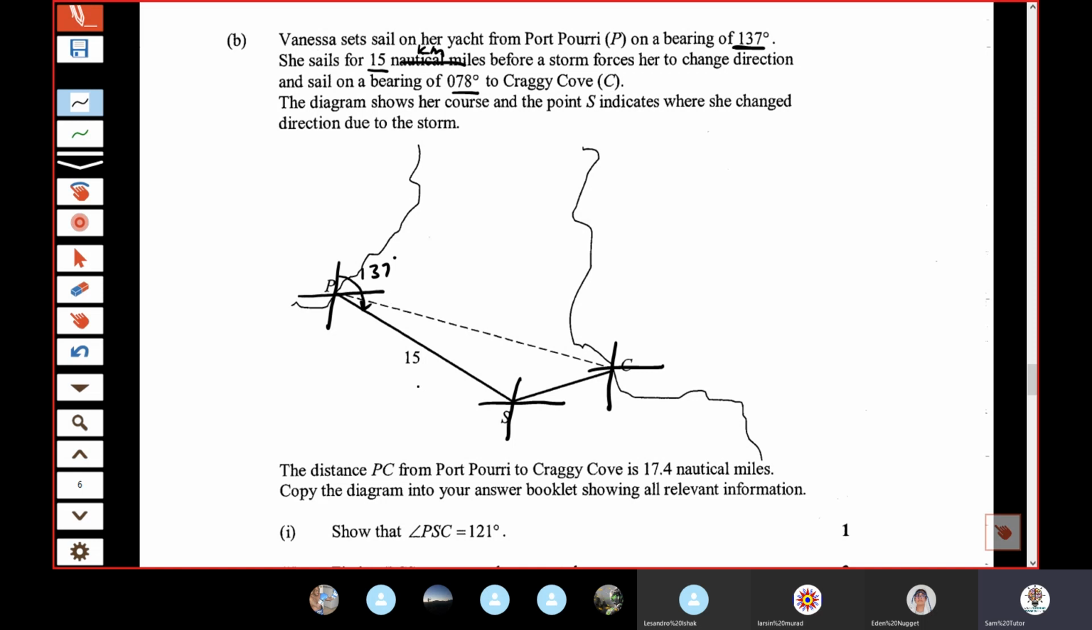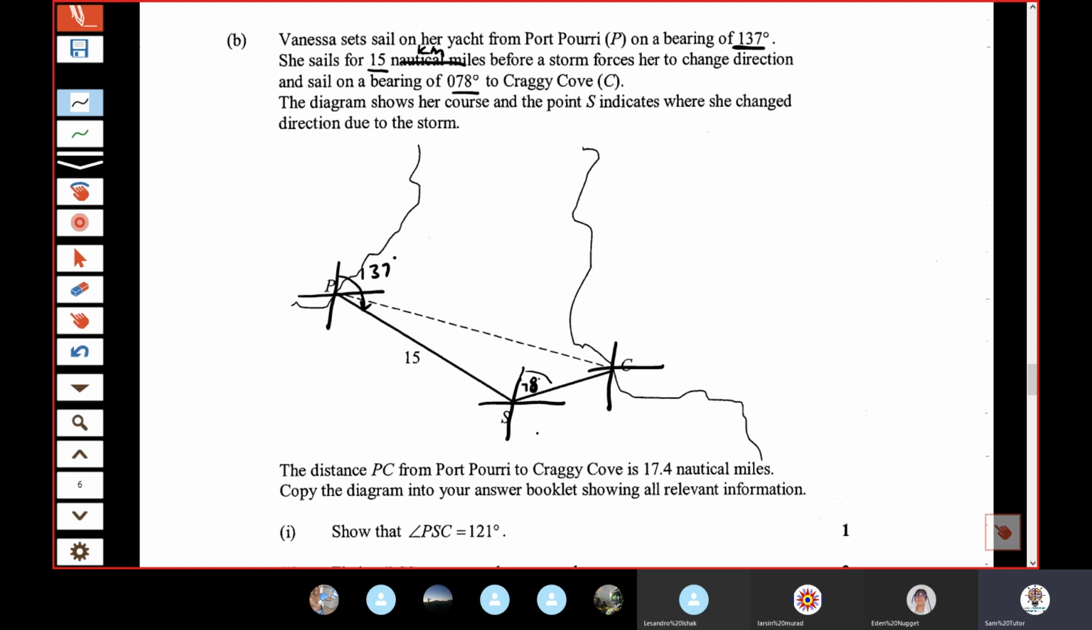We're okay with that? She sails for 15 kilometers before a storm forces her to change direction and sail on a bearing of 78 to Craigie Coast. So that's 15, like it says. And then she has to change her direction and goes 78 degrees to C. So then again, this angle here is 78 degrees. Do they agree with that?